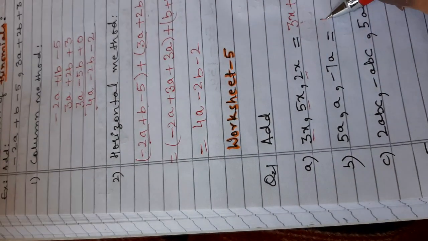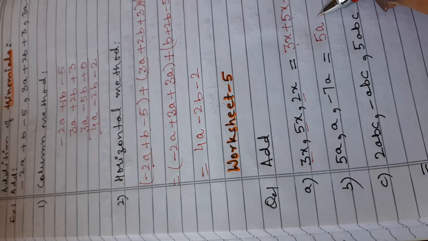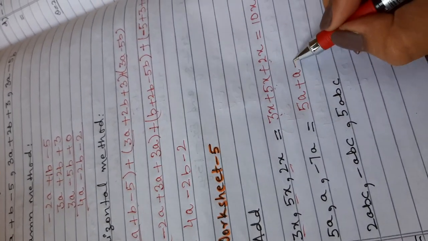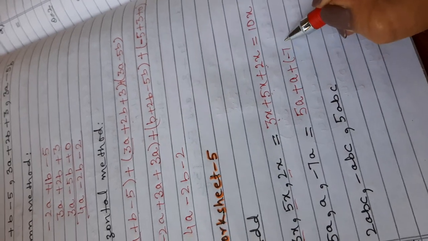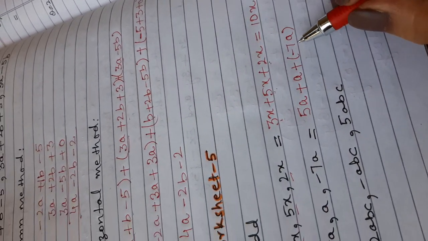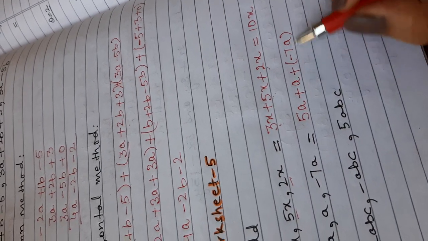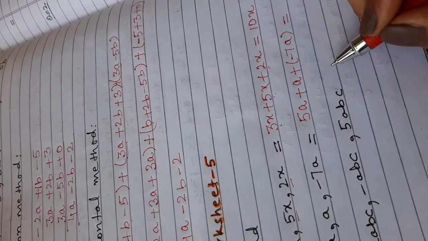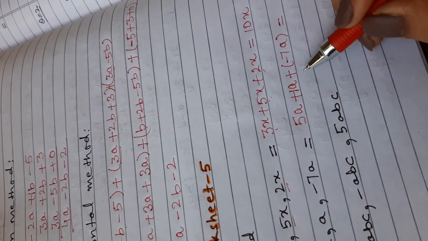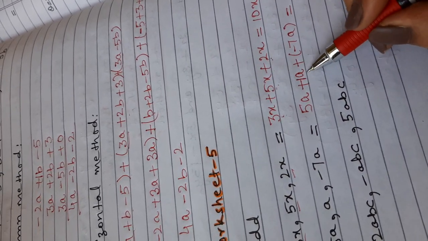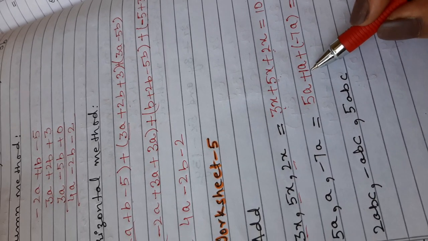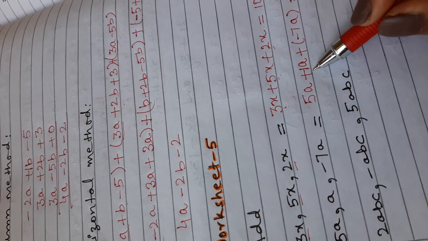Here also write it as it is first, 5a plus a minus 7a. So take minus 7 in bracket. The terms having the sign minus should also always be taken in bracket. Always remember to do that. Now add this, because no coefficient is there, so we will take 1 as its coefficient. Whenever the coefficient of any term is not given, that means we consider it 1. So 5 plus 1 is 6.